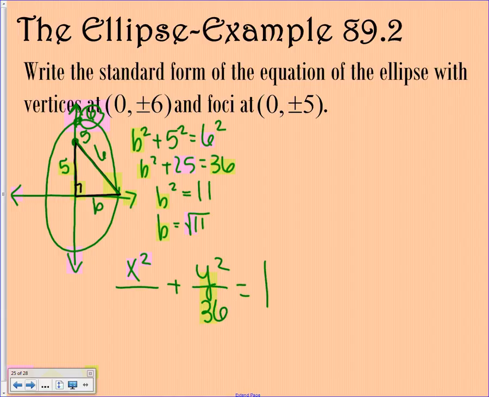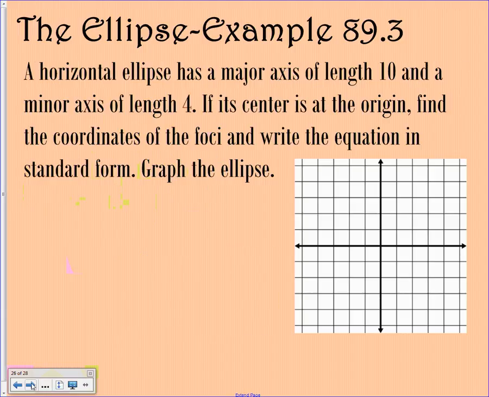But y squared would be 36. Our a squared would be 36, I'm sorry. And then our b squared is going to be the square root of 11 squared, which is just 11. So again, our a was 6, so we squared it to get 36. Our b, square root of 11 squared, is 11. And so this would be your standard form. Okay, let's look at one more.